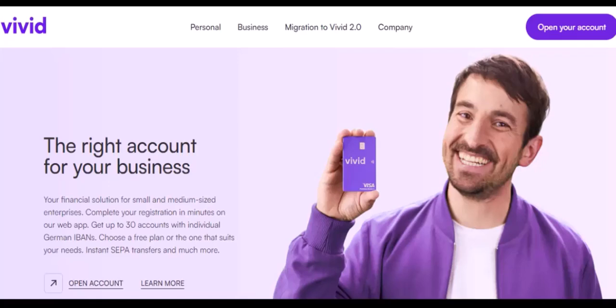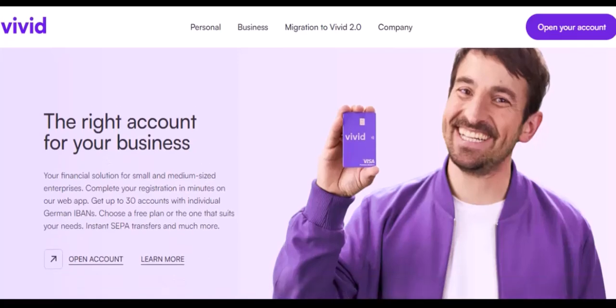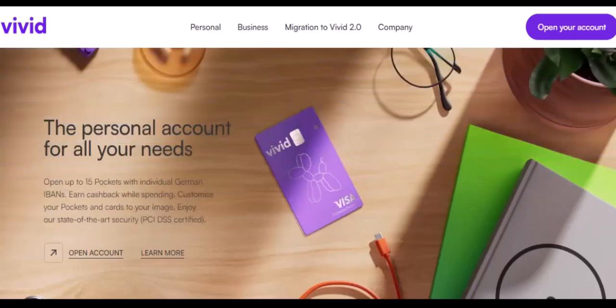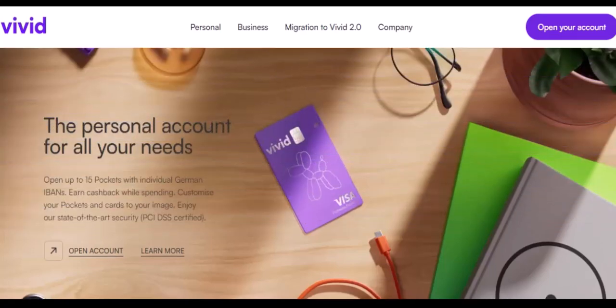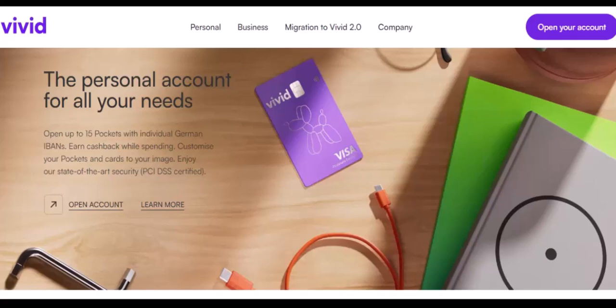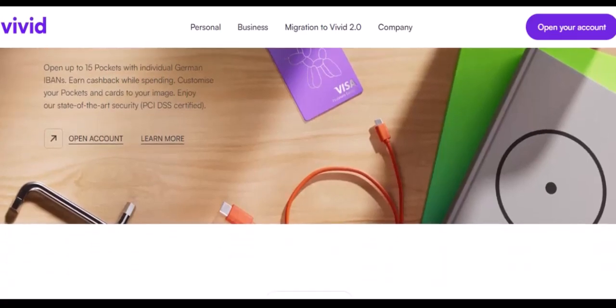Paying bills or debts. Many bills and debts require payments to be made from traditional bank accounts. Transferring funds from Vivid can make it easier to meet these obligations. Saving for specific goals. If you're saving for a particular goal, such as a vacation or a down payment on a house, transferring money to a separate savings account can help you stay focused and disciplined.